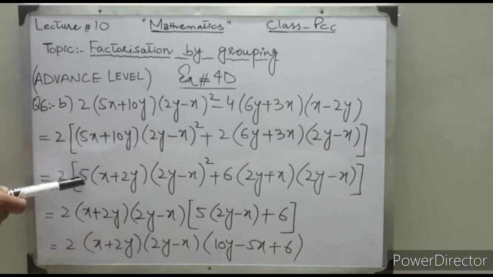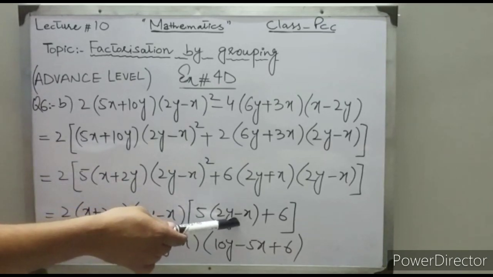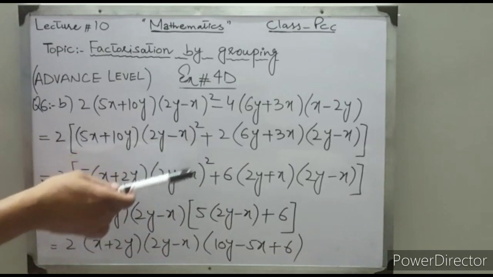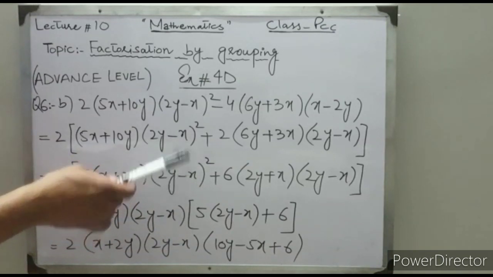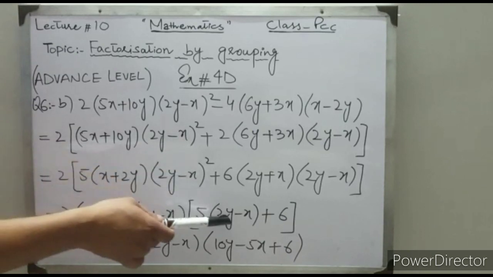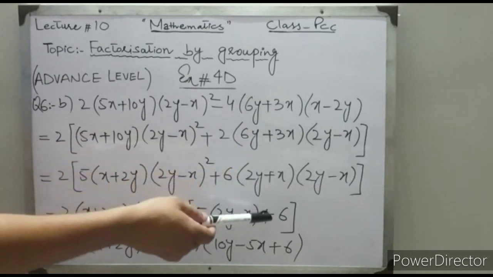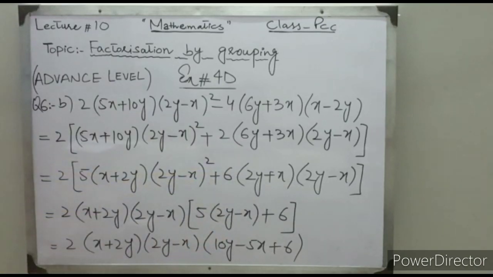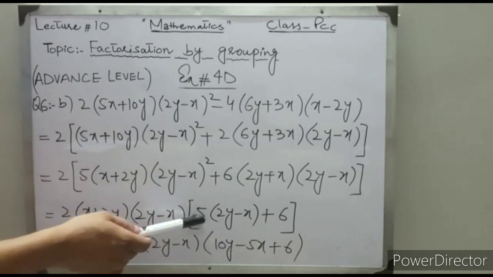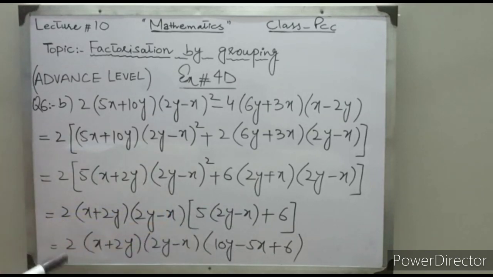Remaining in the bracket we have 5, 2y minus x, because there is a square. We have to take 2y minus x, single power is common, and there will be one factor 2y minus x, and in the second we have only 6 remains. Multiply 5 into 2y, that becomes 10y, 5 with x, 5x plus 6. So at the end we have the factors 2 into x plus 2y, 2y minus x, and 10y minus 5x plus 6.